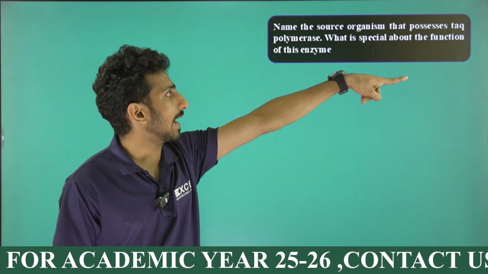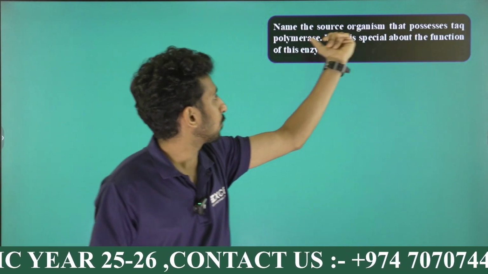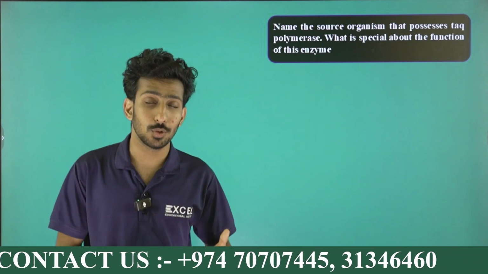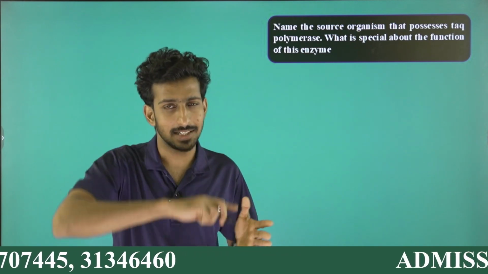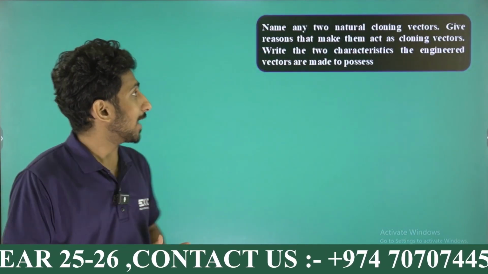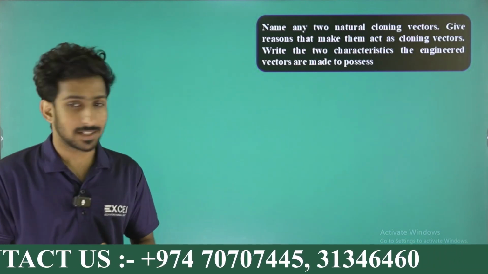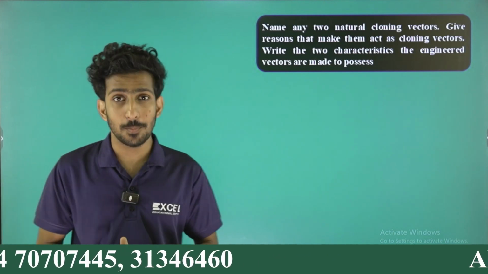Name the source organism that possesses Taq polymerase. What is special about function of this enzyme? See, Taq polymerase is thermostable. It is resistant to high temperature. Okay, and this Taq polymerase is extracted from which one, guys? From which bacteria? Thermus aquaticus. Okay. Next question. Name any 2 natural cloning vectors. Give reasons that make them act as cloning vectors. Write the 2 characteristics that engineered vectors are made to possess.